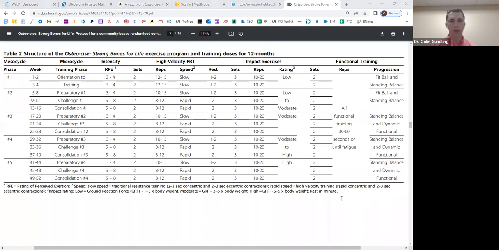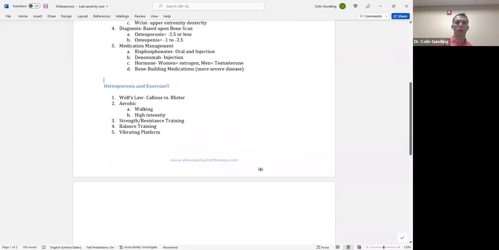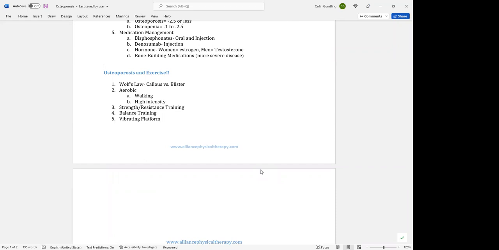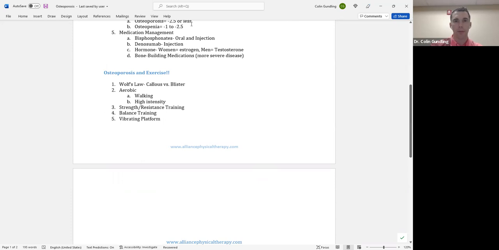And when people come in with osteoporosis at this point, we certainly do something similar, but we don't have anything that is quite as large as a 12-week or 12-month progressive program, like what this is. So I think that could be something that the community could benefit from.